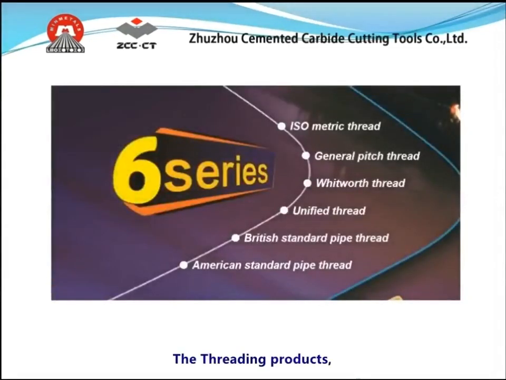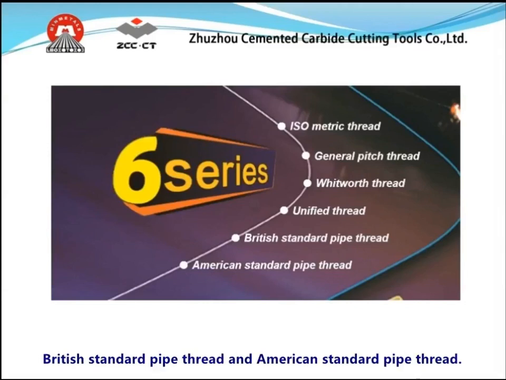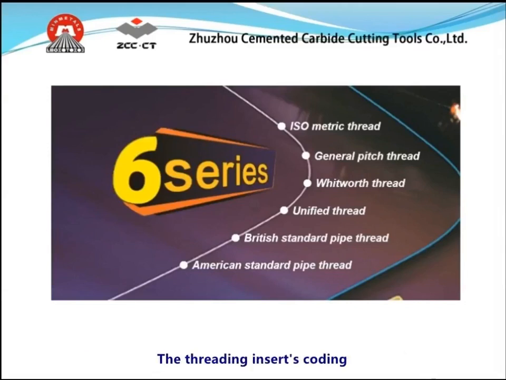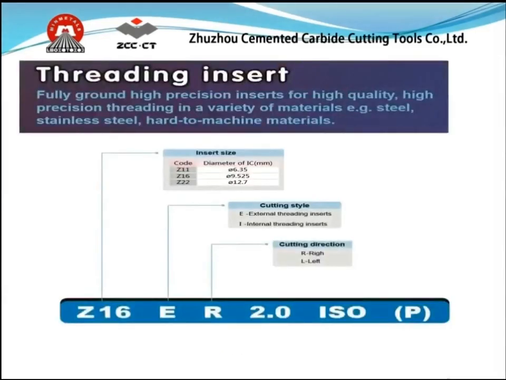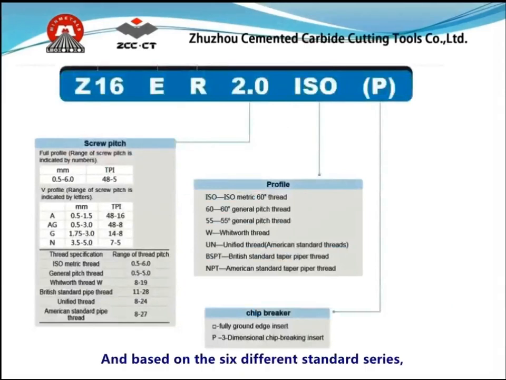The threading products. ZCCCT is offering six series for selection: isometric thread, general pitch thread, Whitworth thread, unified thread, British standard pipe thread, and American standard pipe thread. The threading insert coding starts with the initial D. The following numbers indicate the IC diameter. Following letters: E for external, I for internal. R or L stands for right or left cutting direction. And based on the six different standard series, the rest stands for screw pitches, thread profiles, and chip breakers.